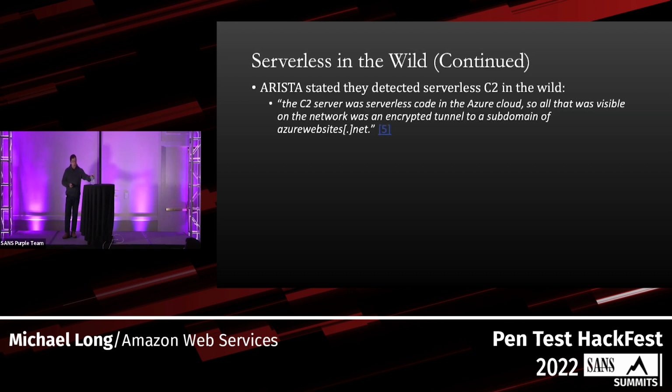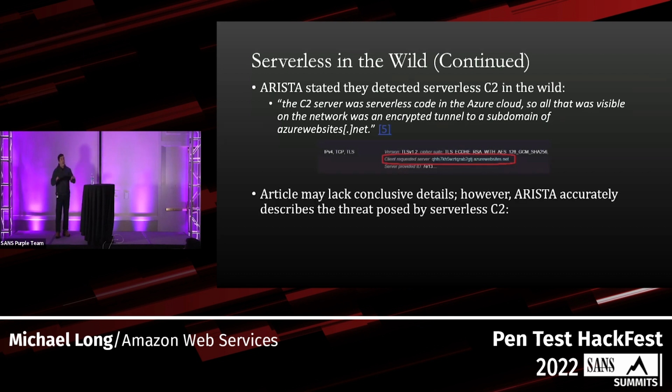So there's a company called Arista. I'm not too familiar with the company, but they did release a blog article about this. In their article, they explicitly state the C2 server was serverless code in the Azure cloud. And I should add that this article pertained to an intrusion observed in one of their customer environments. So in their article, they blatantly state the C2 server was serverless code in Azure cloud. They provide a supporting screenshot. Not sure if you can see that too clearly. But that was essentially the extent of the procedure level detail that they offered explaining this behavior.